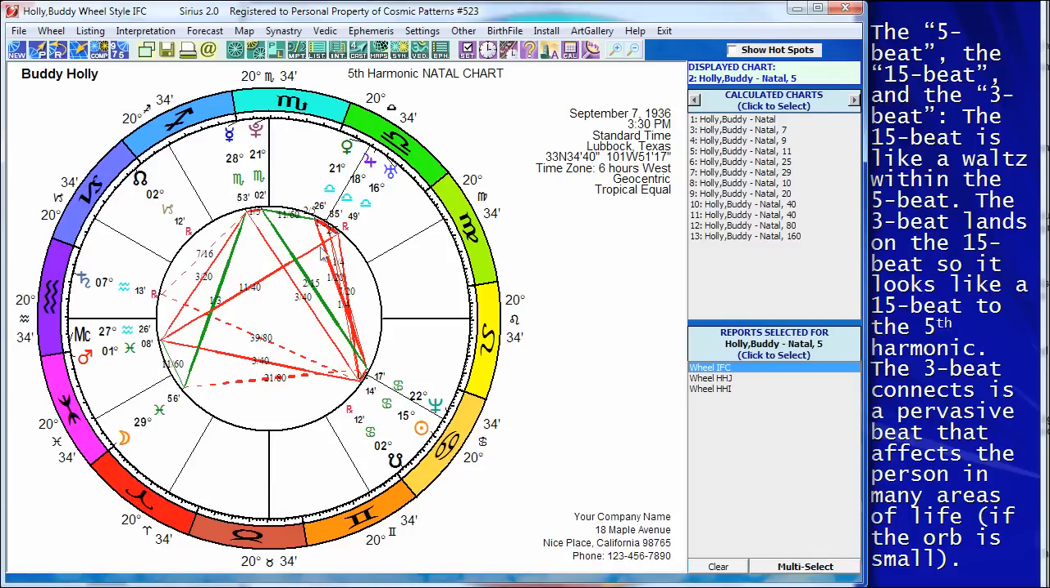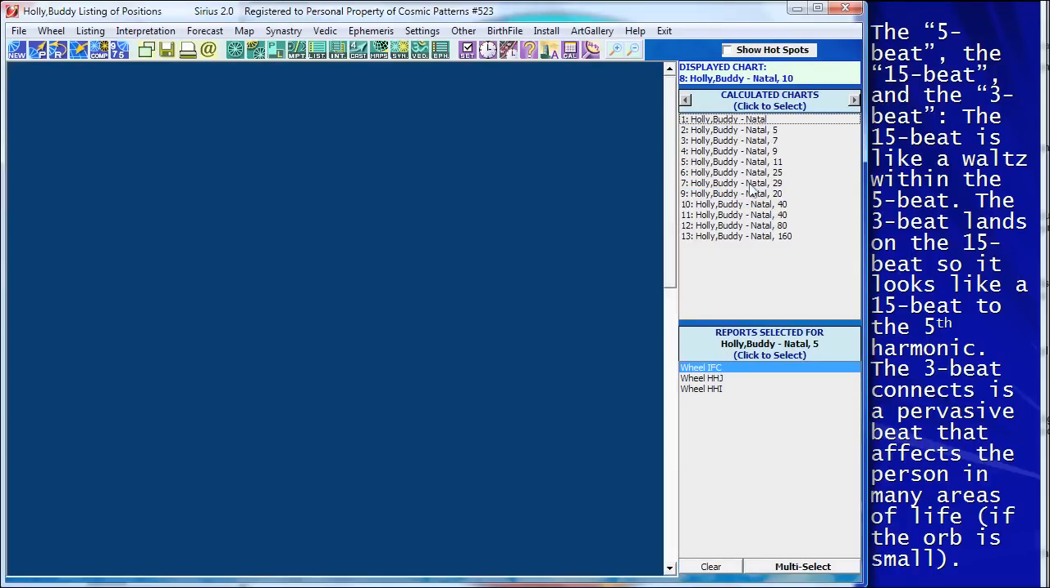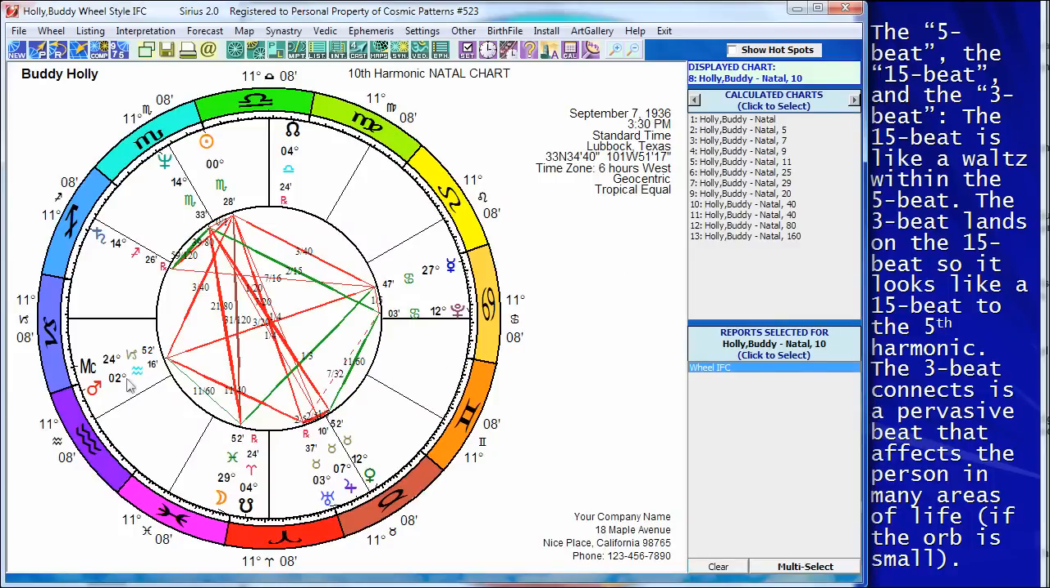Mars-Uranus, I predict, are going to be square in the 10th. So I double the harmonic. Here's the 10th harmonic. And there's the Mars, and there's Uranus. And they're now square. And the orb is 1 degree, 21 minutes, which is twice as big as it was in the 5th harmonic. So what happens is, let me explain this again.